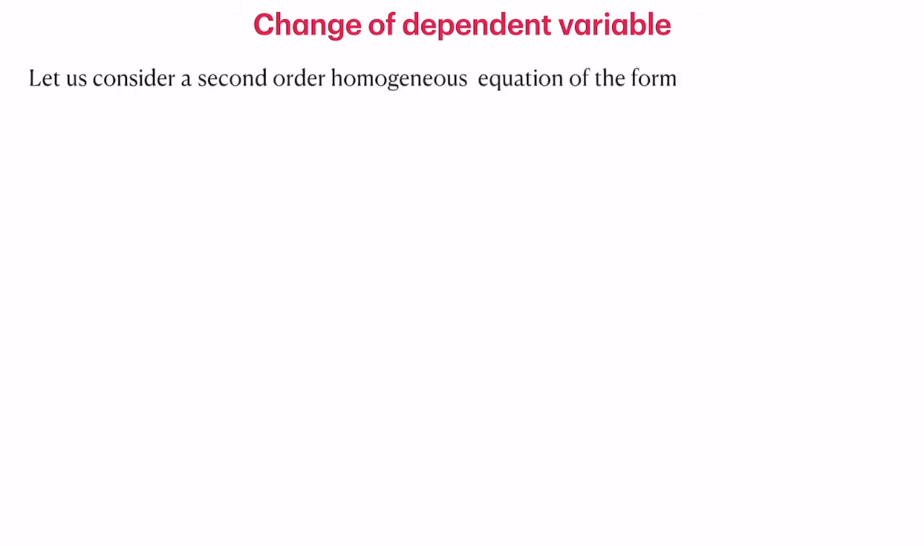The first one is called changing the dependent variable. Let us consider the homogeneous differential equation of the form d squared y by dx squared plus p of x dy by dx plus q into y is equal to 0.